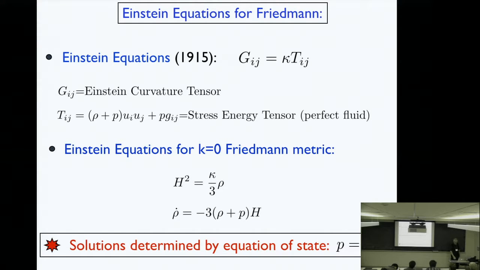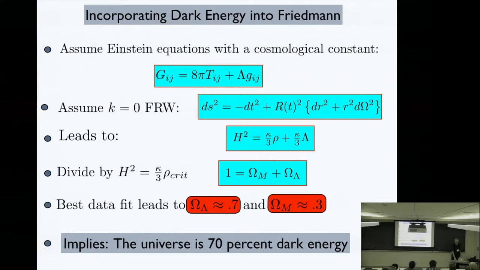So the solution, the growth rate, the expansion rate depends on the equation of state. Now when you put dark energy in, you add this term, lambda G_ij, to the equations. And in that case, when you plug the Friedman ansatz into the equations, you get similar equations, except that lambda appears here in the H squared equation. Now, lambda is constant. If you divide this equation by H squared, you pick up here's omega lambda, and here's omega matter, so the sum of them is 1, and the values evolve in time. So the best fit is omega lambda is 0.7, omega matter is 0.3.